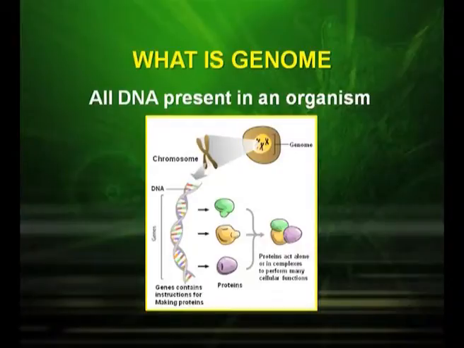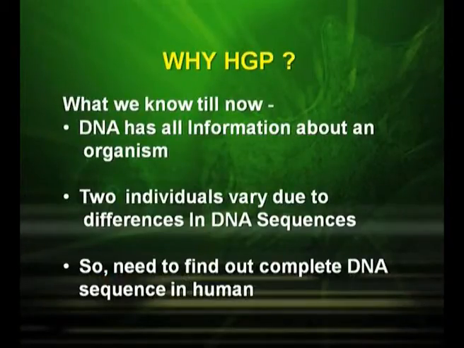If you look at the picture, the very small nucleus contains the whole DNA of the organism, and the DNA forms a protein, and the protein affects the phenotype of an organism. Now, what is the use of studying HGP? What we know till now is that DNA has all the information about an organism, and two individuals vary due to differences in DNA sequences. So, there is a need to find out the complete DNA sequence in humans. That is why there is biodiversity, why two individuals do not look the same.